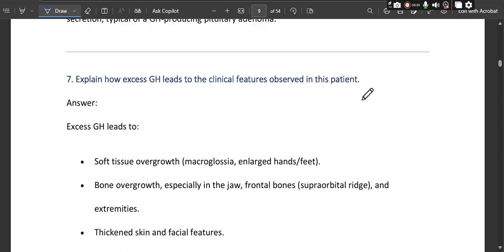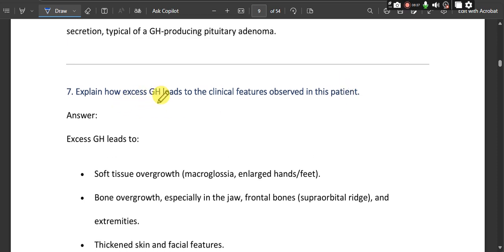Explain how excess growth hormone leads to clinical features. So this is acromegaly, and now we're talking about growth hormone. It will lead to the features. The man is 48 years old, so he's past the stage of growing tall. Having too much growth hormone at this age won't cause gigantism, instead it causes acromegaly.